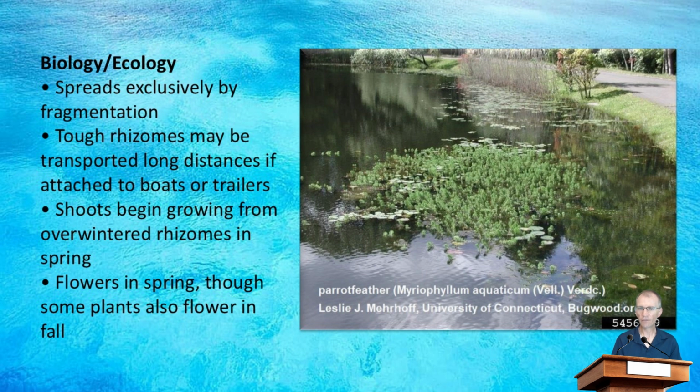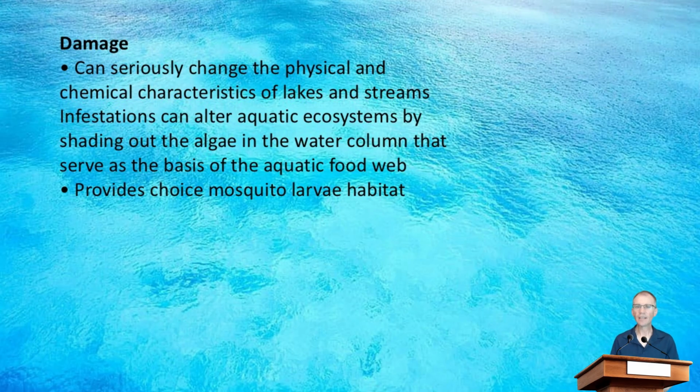Shoots begin growing from overwintered rhizomes in spring. Flowers in spring, though some plants also flower in the fall. Damage: can seriously change the physical and chemical characteristics of lakes and streams. Infestations can alter aquatic ecosystems by shading out the algae in the water column that serve as the basis of the aquatic food web. Provides choice mosquito larva habitat.